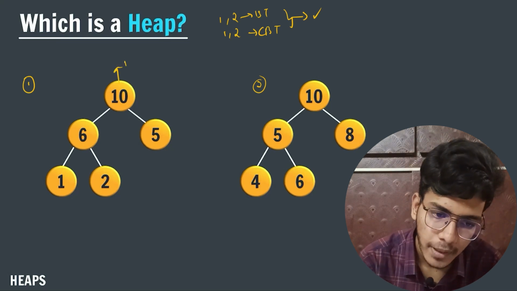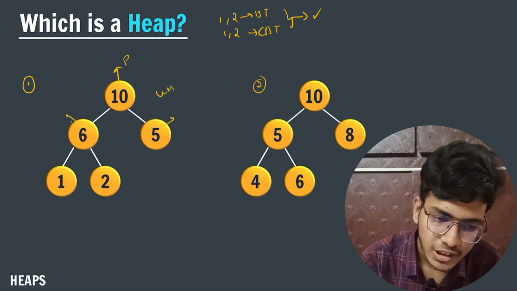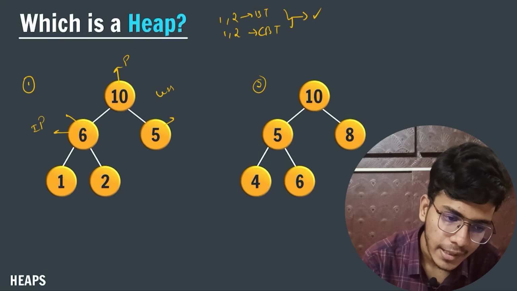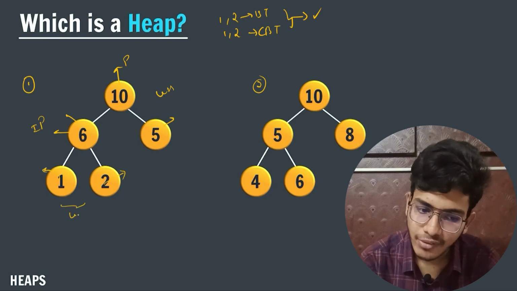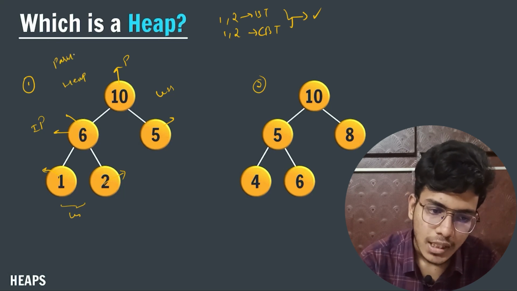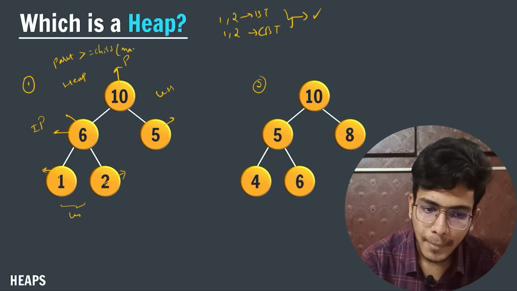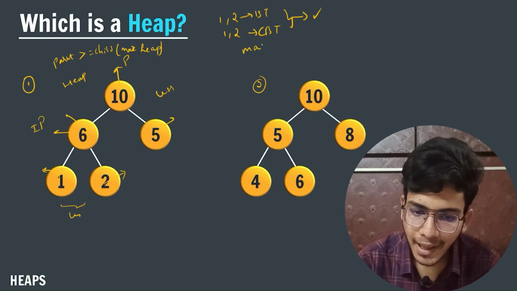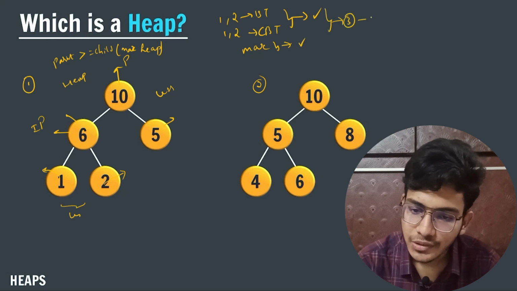You can see that this is my parent node and its child values are less. Similarly, if you see this as an individual parent, this node's children also have lesser values. So this is a heap, because the parent value is greater than or equal to my child value. So this is a max heap. This is a condition of max heap. The third condition is also satisfied. If these three conditions are satisfied, then the given structure is a heap.